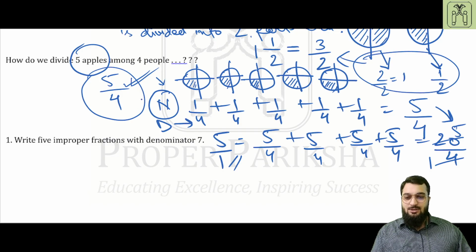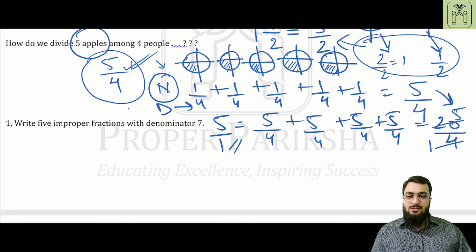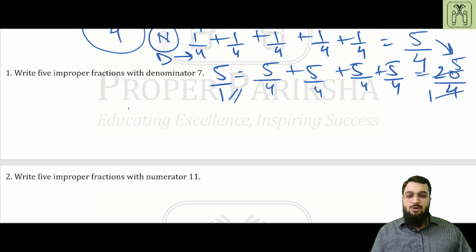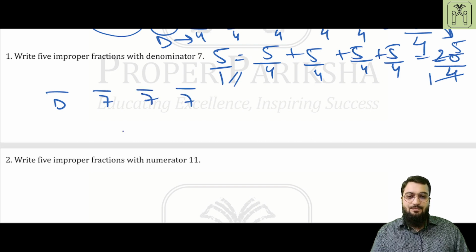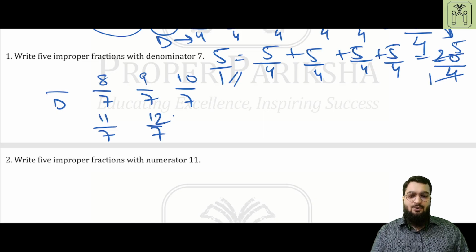Coming to the next question. Write 5 improper fractions with denominator 7. What you need to do is make sure that the denominator is 7 every time, and the numerator should be such that the fractions are improper. For improper fractions, the numerator should always be greater than the denominator. So you can just write in sequence 8, 9, 10, 11 and 12, and this will give you the improper fractions.